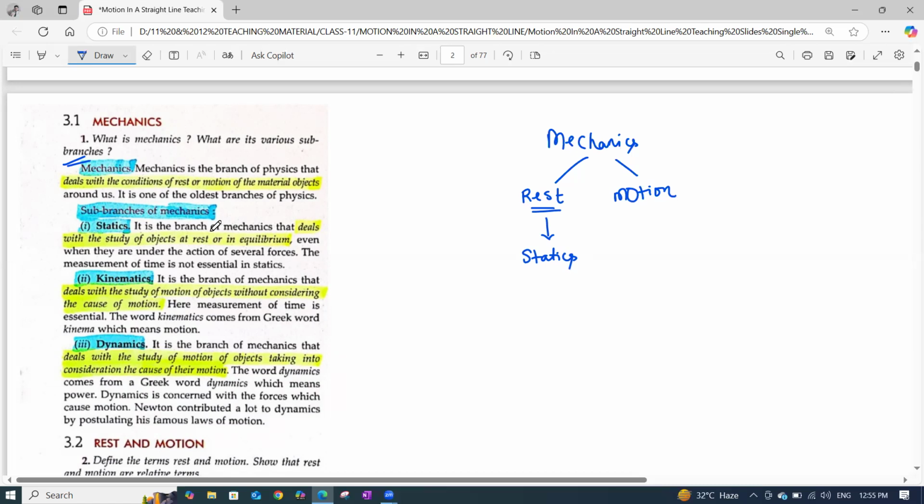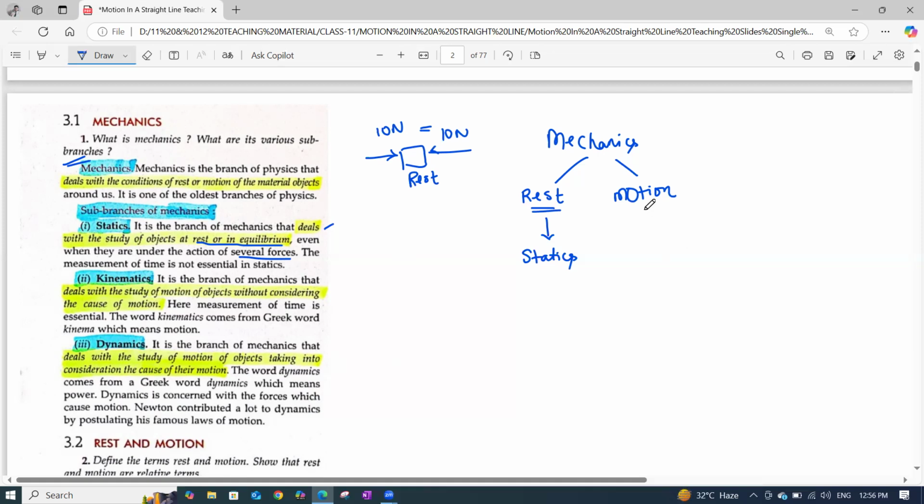Here you can see it's a branch of mechanics that deals with the study of objects at rest or in equilibrium. If any object is at rest, we can call it equilibrium also. In further chapters, you are going to see this word. This applies even when they are under the action of several forces. For example, on an object a 10 Newton force acts from this side, and from the other side a 10 Newton force acts. When both forces are equal, this body will be at rest. So we can call it a state of equilibrium, or a state of rest. Regarding all these concepts, we can see them in further chapters, no need to worry. In this chapter, we are going to see only the basics of mechanics.